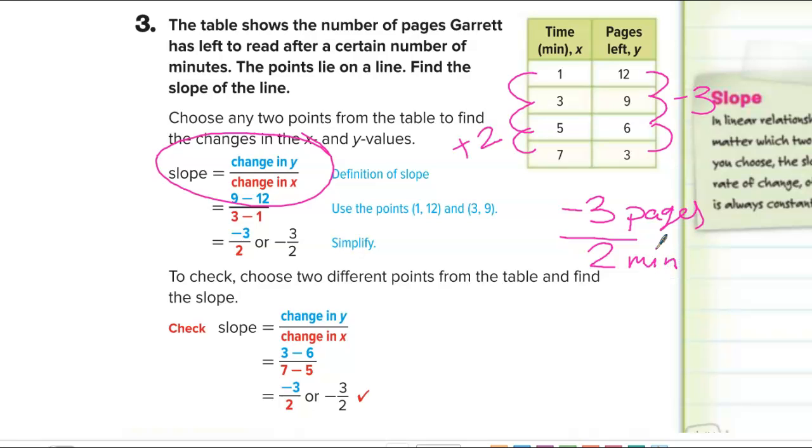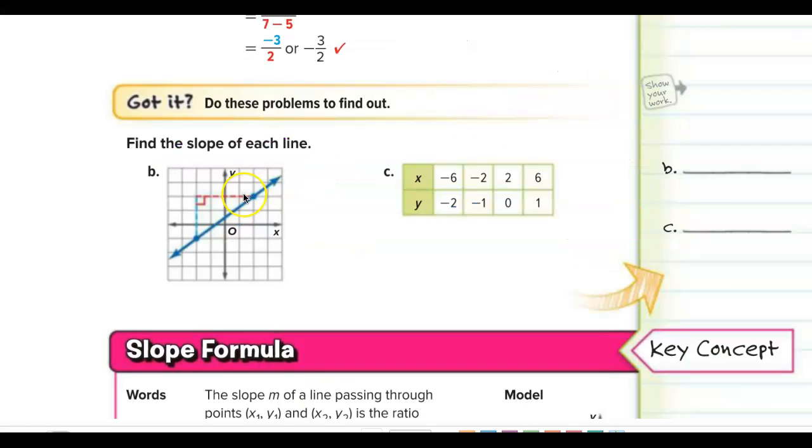-3 pages. You read for 2 minutes. Wait, read today negative? You go back. They don't have words on it. Given a line, there's 2 points right here, and they even gave you lines that are dashed so that you can see them.